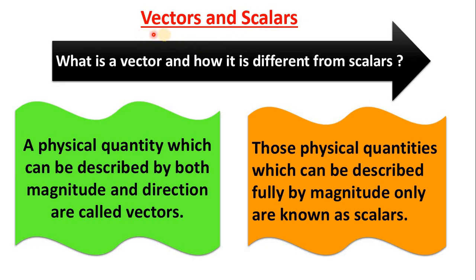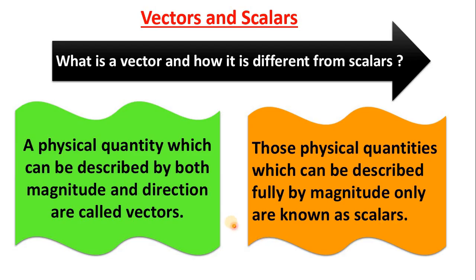First question, what are vectors and scalars? What is a vector and how is it different from scalars? The definition of a vector is this: a physical quantity which can be described by both magnitude and direction is called a vector, whereas those physical quantities which can be described fully by magnitude only are known as scalars.